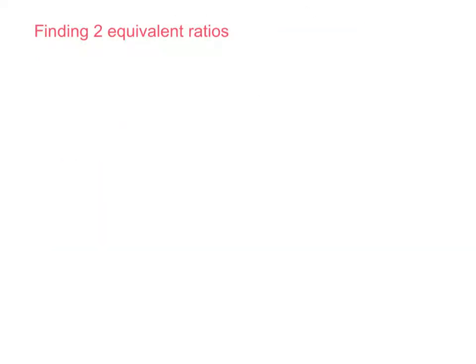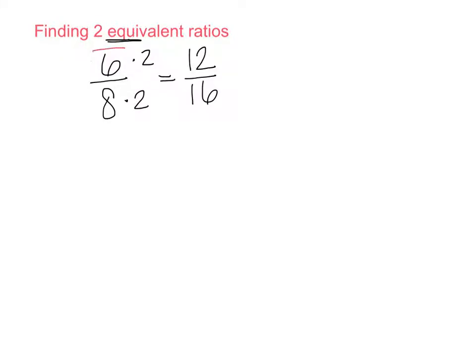So let's see if we can find two equivalent ratios. Let's start with this example. If I give you the ratio of 6 over 8, or 6/8, to find one that's equivalent or equal, because you see that "equa" in there, we can multiply both the top and the bottom by the same number. Now the easiest is 2. So 6 times 2 is 12, 8 times 2 is 16. So the ratios 6 over 8 and 12 over 16 are equivalent.